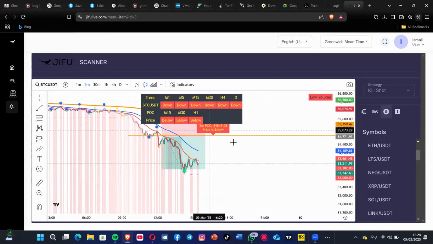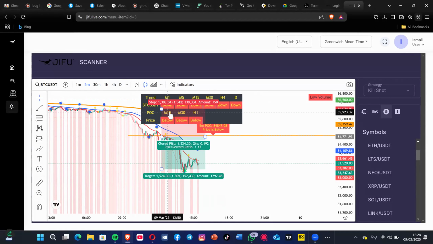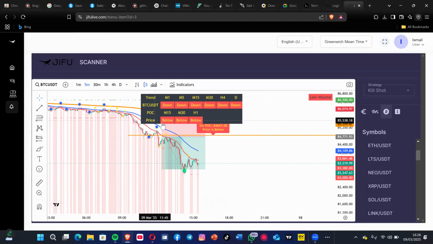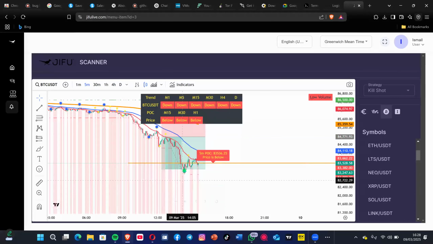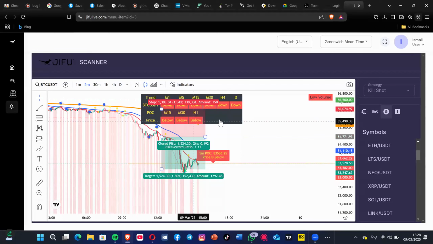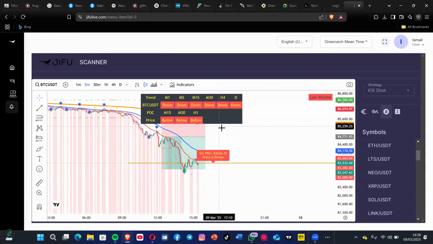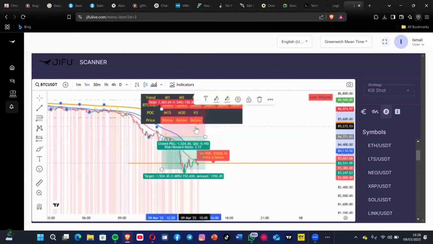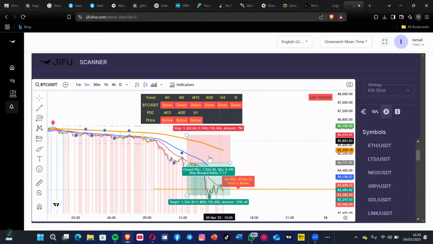Now, the POC, this line, for 15 minutes, for 30 minutes, for 1 hour, is telling you that for 15 minutes, the market is below the POC. So everything is red. You'll be looking for sell and avoiding buy. Imagine you are in this sell, you have made a lot of money.